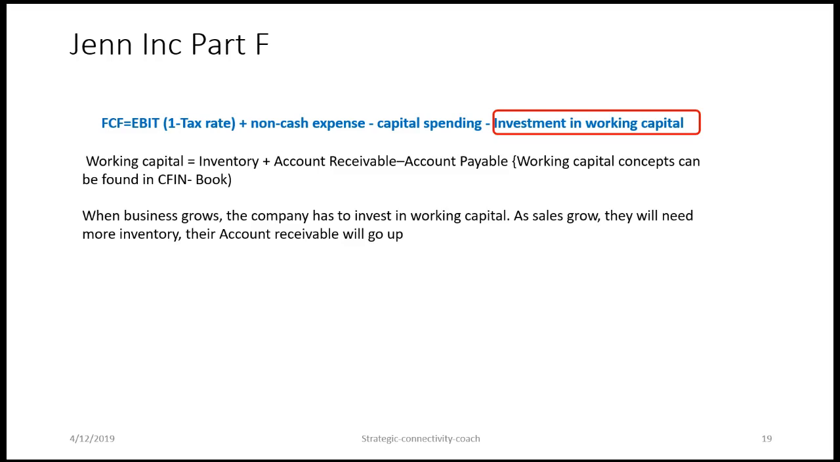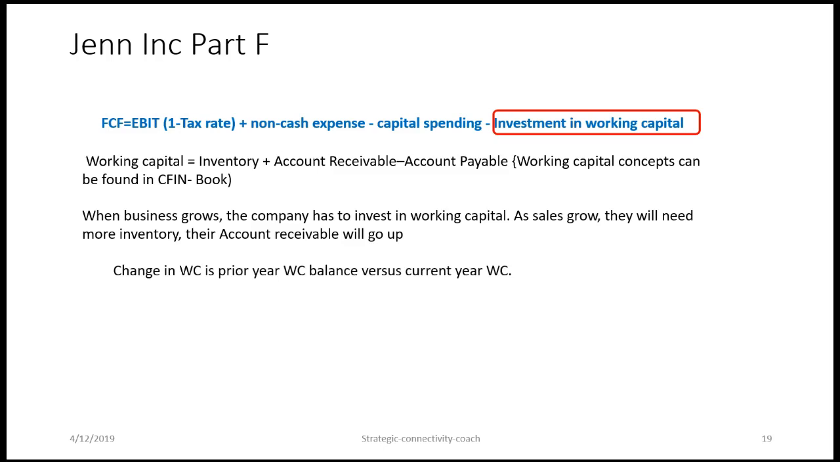Let's say, for example, a retail departmental store has got 20 shelves of clothing, and now they want to grow their business, so they added more space and they added 10 more shelves of clothing. So obviously when they do that, they need to spend money on more inventory to fill these 10 more shelves. So that's why as the business grows, the need for working capital also goes up.